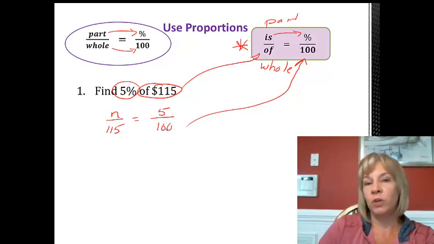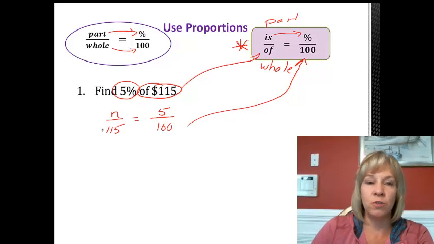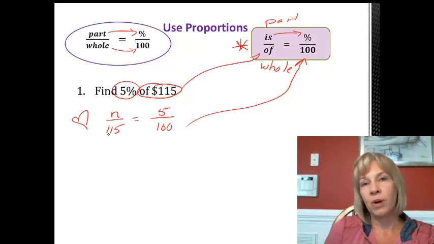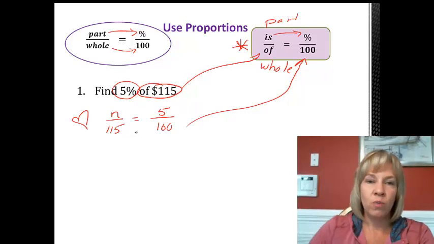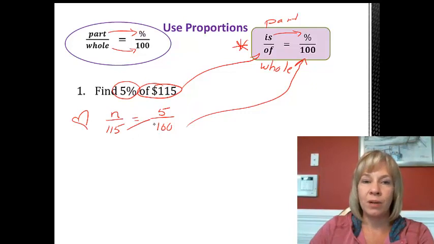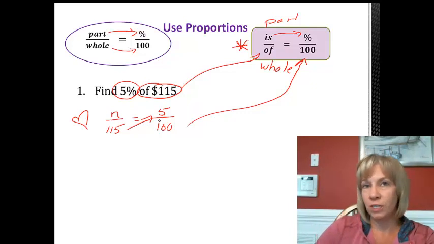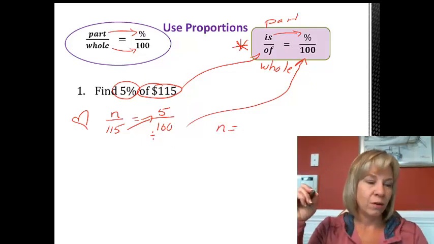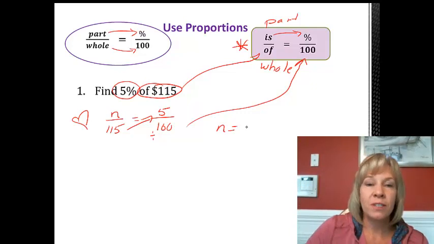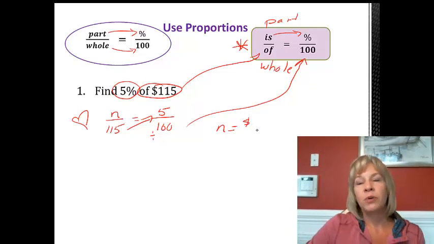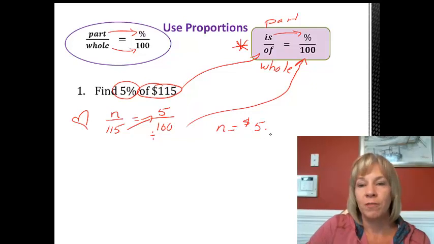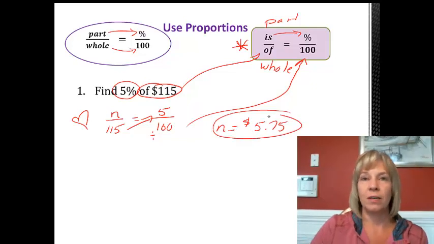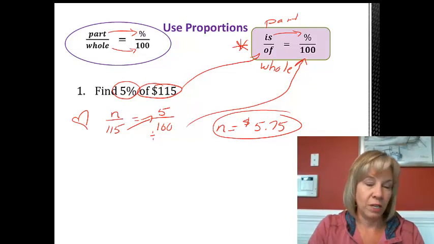Once you have your proportions set up, the rest is very simple to do on your calculator. You're going to cross multiply, or the little heart problem method that I taught you, where you multiply the two numbers top and bottom that you have, so 115 times 5, and then divide by your 100. And then what do you get after you do that with your calculator? Remember, this is a money problem, so we're going to put dollars. You should get $5.75. And always put your variable for these.